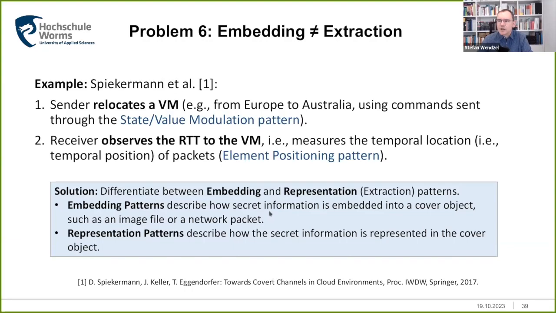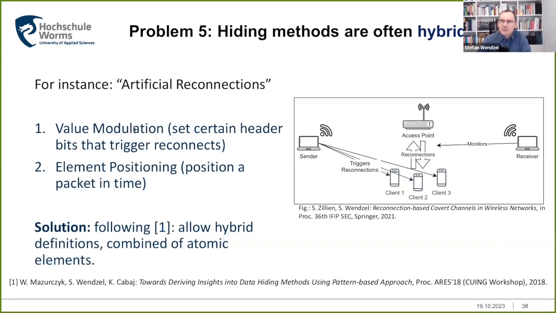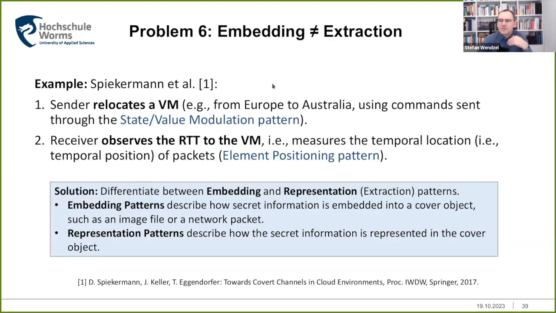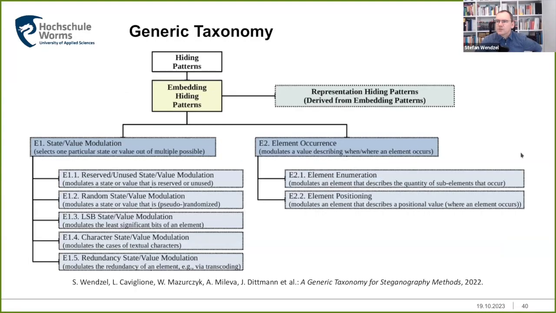So embedding and extraction process are decoupled. We can describe them separately. Actually, I mixed things up. For the hybrid ones, we have 2 operations performed by the sender, and for the embedding versus extraction approach, we decouple the extraction and embedding process in the sense that both can have different patterns. For instance, if the sender relocates a virtual machine, then it performs some commands. So we write some storage values, and then we transfer a virtual machine, let's say from Asia to Europe, and the receiver measures the round trip time, and that would be a different pattern. So the location of the virtual machine indicates the secret information, and this is then represented by the time behavior of how long a response takes for the receiver's connection.